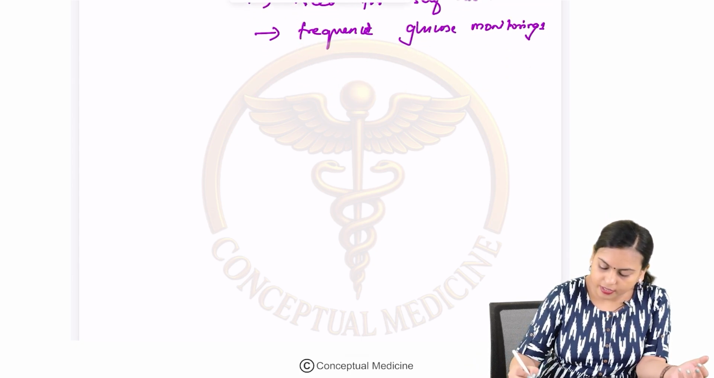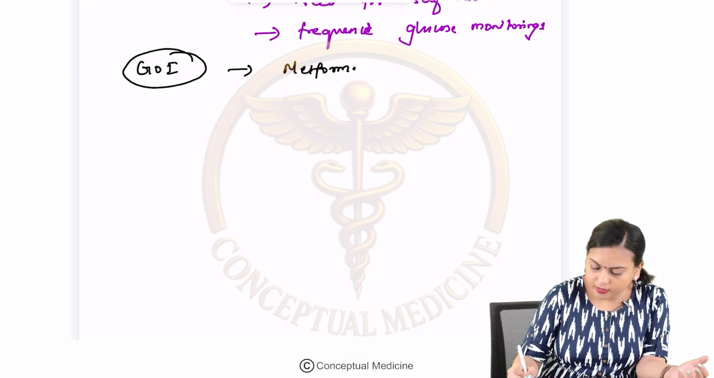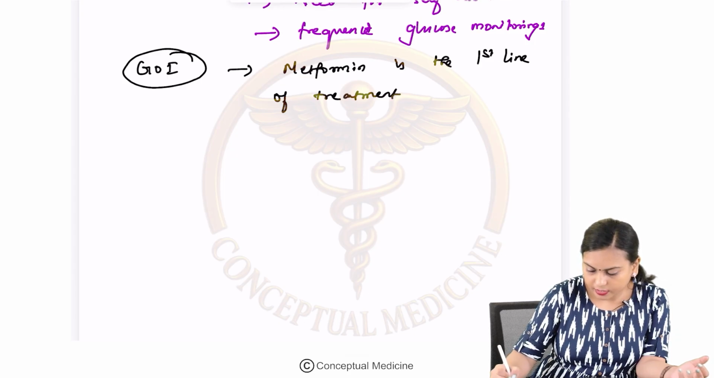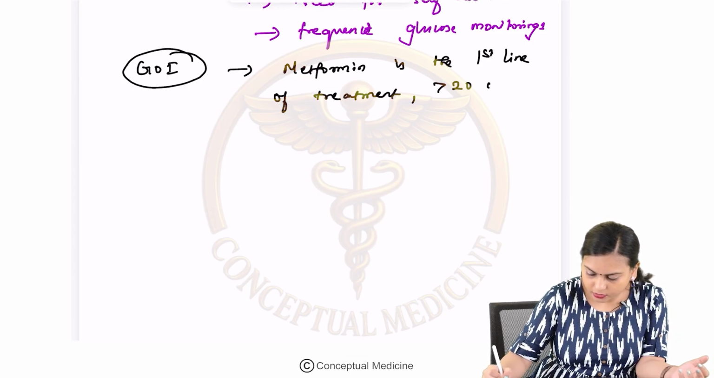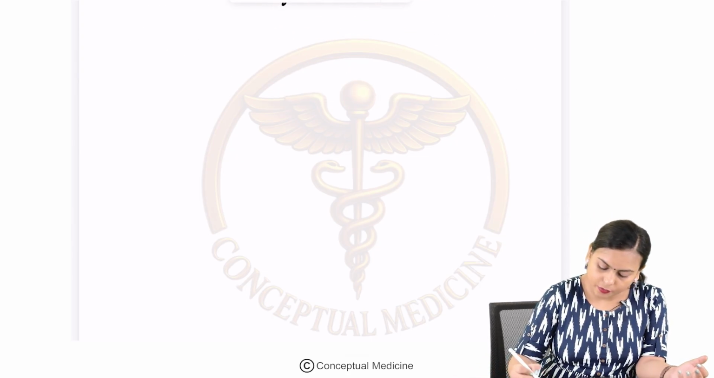So the Government of India guideline says Metformin is the first line of treatment given when the gestational age is more than 20 weeks. Clear? Now we'll see about Metformin.